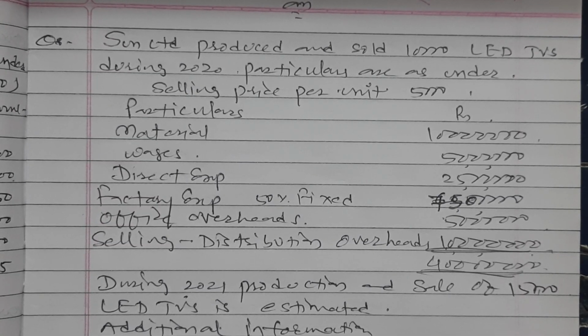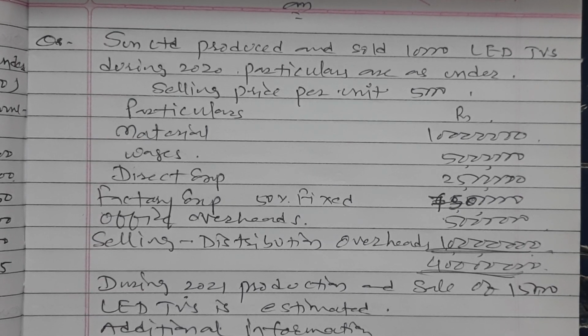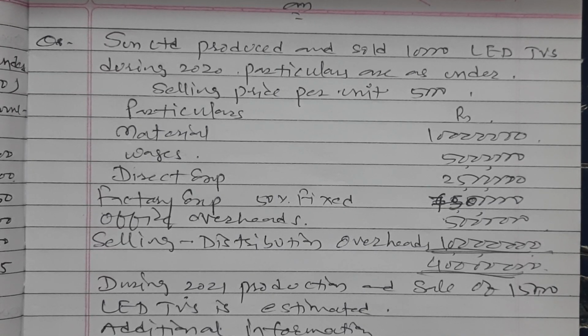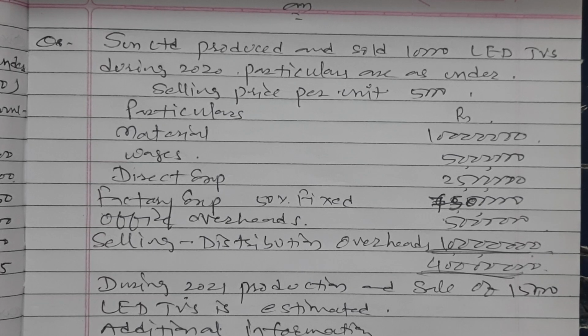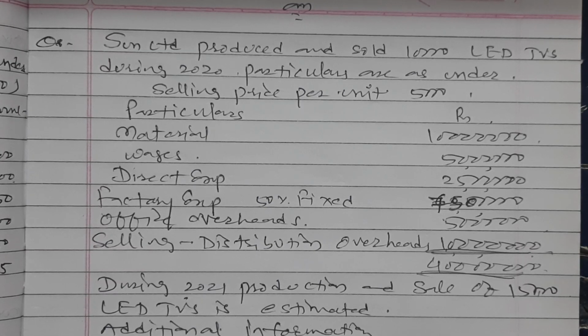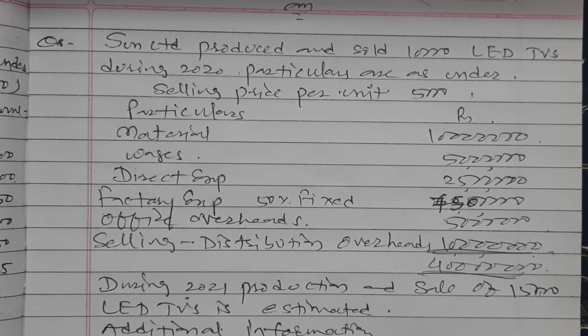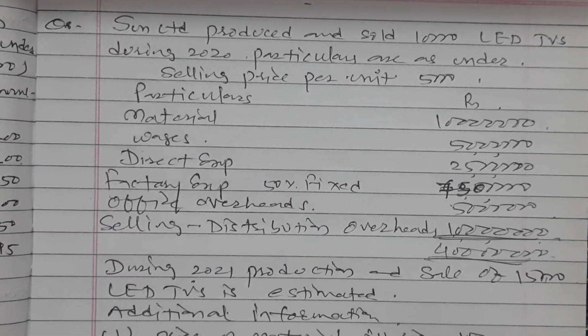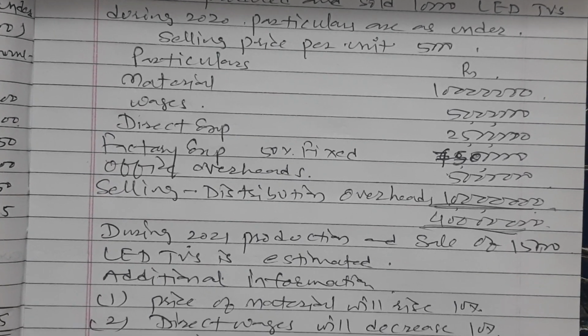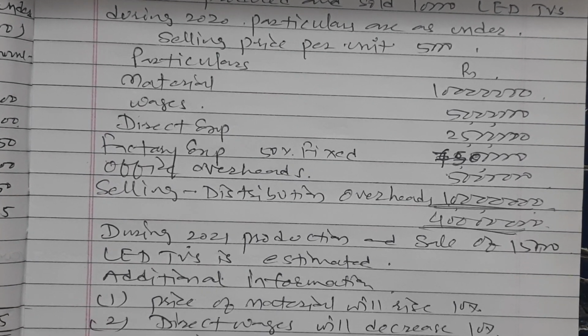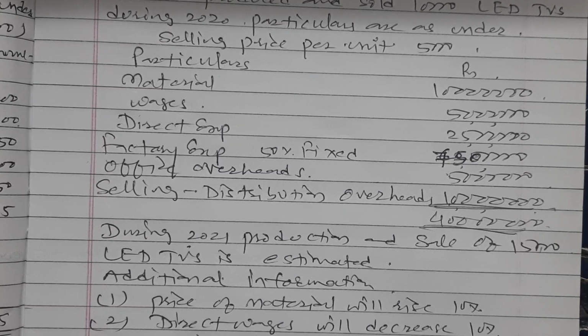material of 1 crore, wages of 50 lakh, direct expenses of 25 lakh, factory expenses 50% fixed, office overheads 50 lakh, selling and distribution overheads 1 crore, out of which 60% are variable. That hasn't been written here, I am rectifying that. During 2021, production and sale of 15,000 LED TVs is estimated.